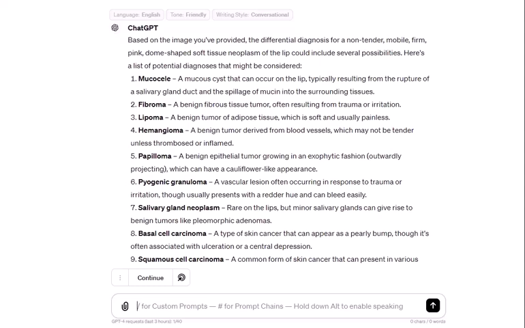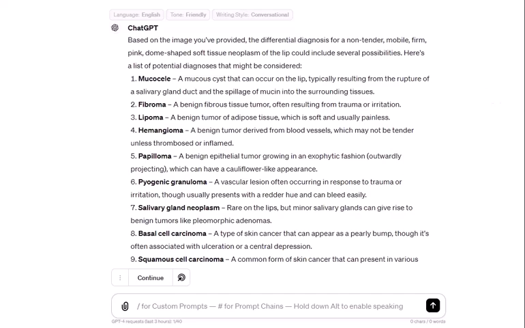What I found interesting is it said that more likely it was a fibroma or a lipoma based on the photograph and the history, but yet it put number one as mucocele. So maybe that's because mucocele is the most common soft tissue neoplasm they find on the lower lip. I don't know. But still, from a standpoint of artificial intelligence evaluating this lesion and giving us a diagnosis, that's pretty spot on. I like that. I think it's a good response.